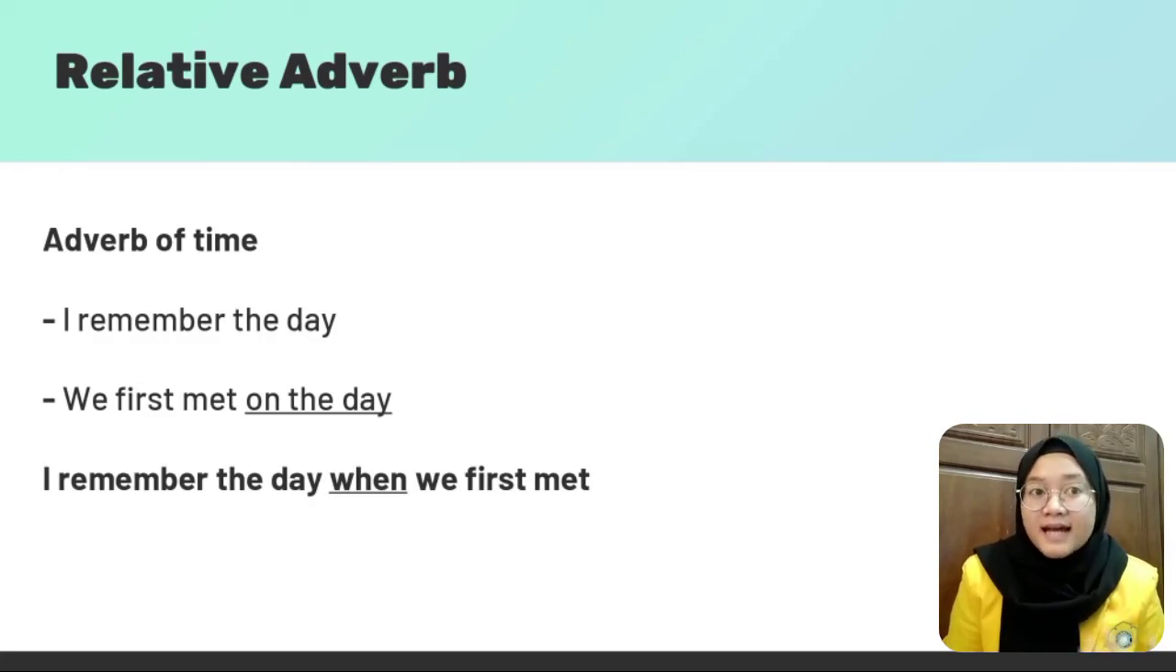If we see in the second sentence, we know that on the day is adverbial clause talk about time. So if we want to replace the adverbial clause, we will use the adverb of time, which is when. So, if we combine these two sentences, it will be like this. I remember the day when we first met. Yeah, this is how we make relative clause with relative adverb. So, when is used to replace the adverbial clause to talk about time.